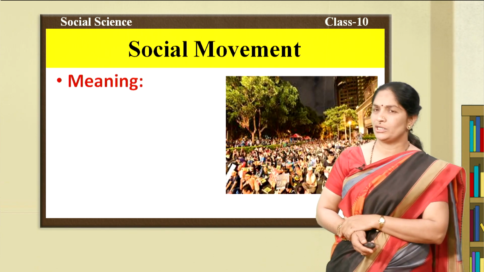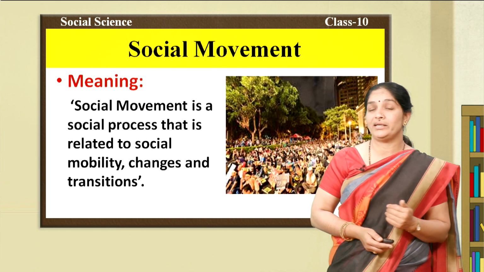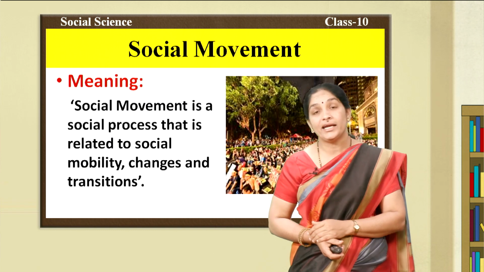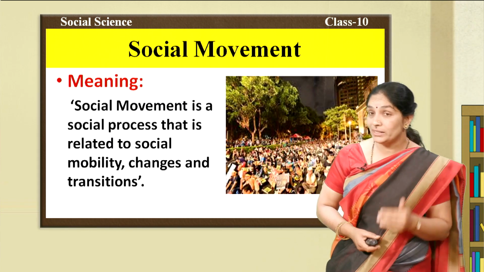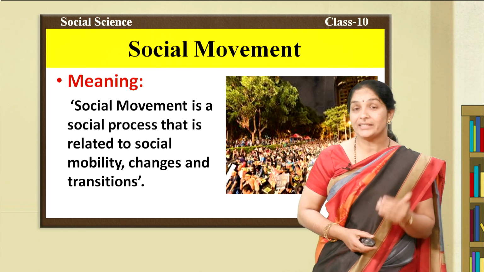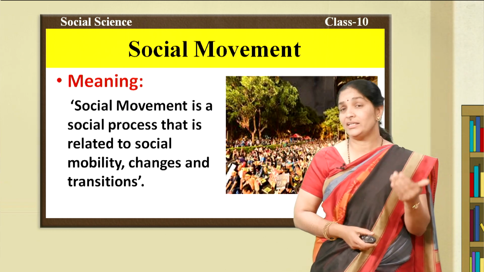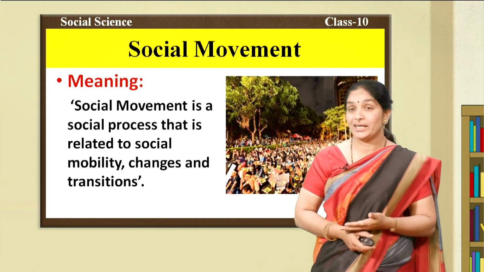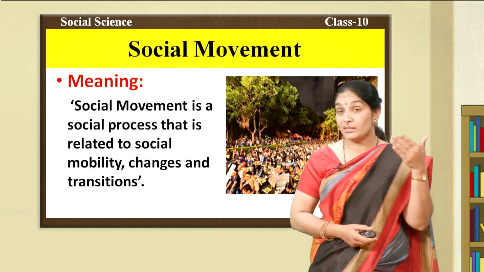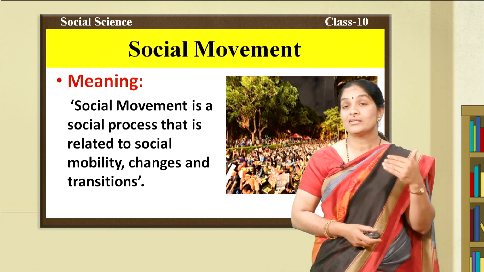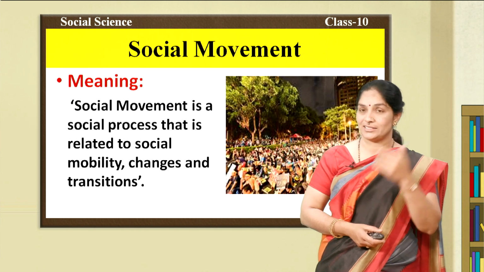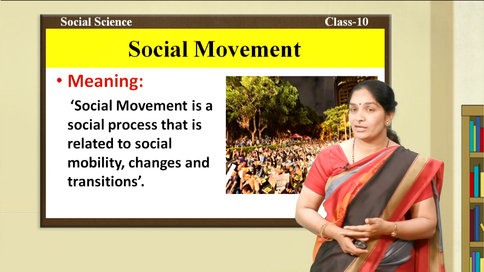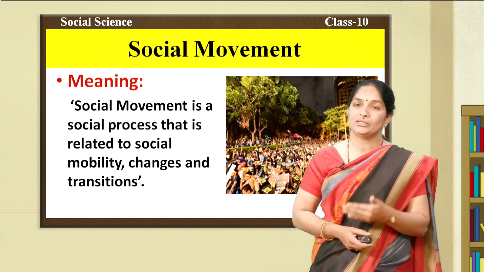What do you mean by social movement? Social movement is a social process that is related to social mobility, changes and transition. You have studied in earlier classes what society is, how the social behavior of a person is, and different social interactions. See, social interactions influence the behavior of another person or group.